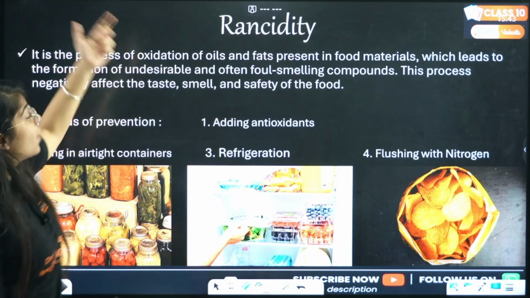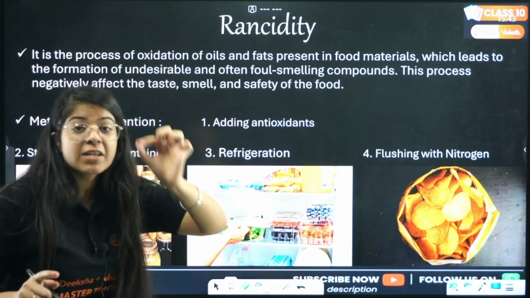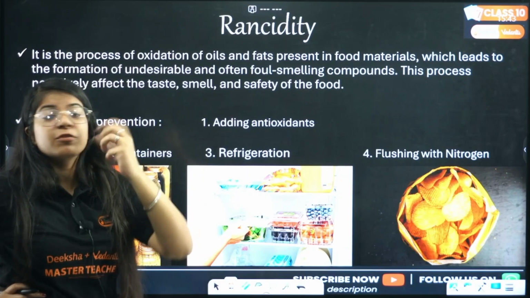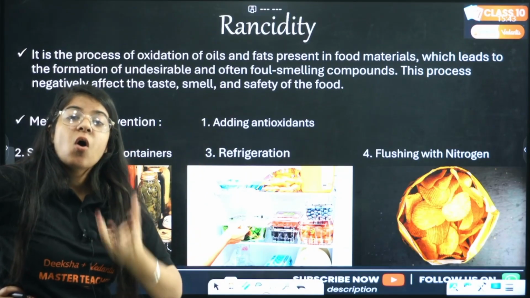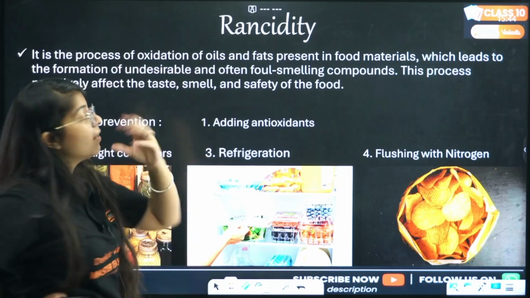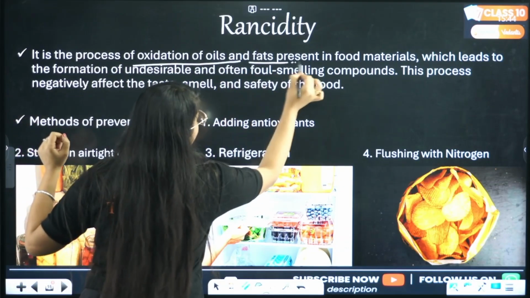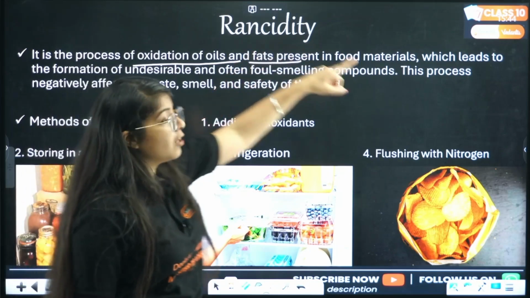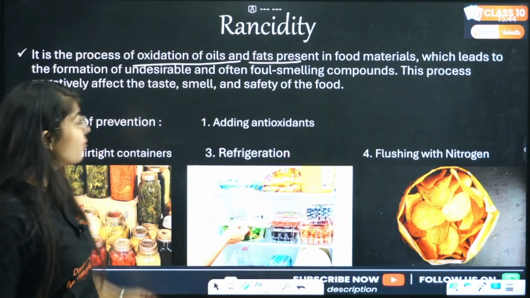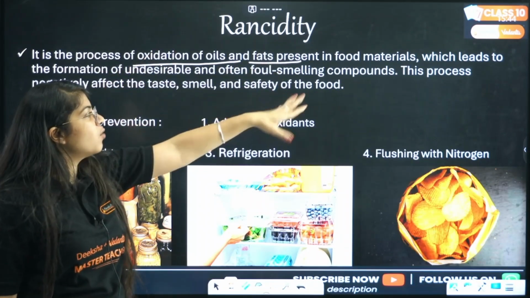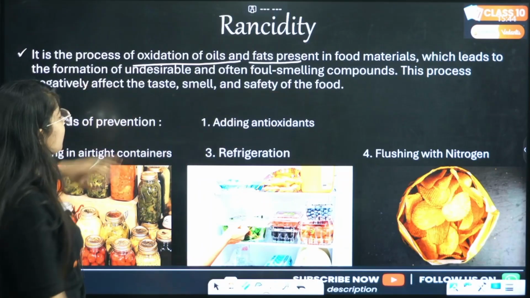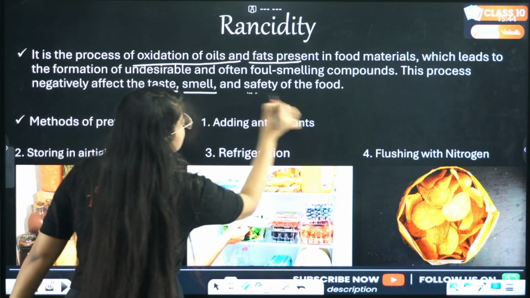What is actually happening in the process? Oxidation. Whenever our food has oils, those oils oxidize and they give a foul smell. It is the process of oxidation of oils and fats present in the food material which leads to the formation of undesirable and often foul smelling compounds. This process negatively affects the taste, the smell, the safety of the food.